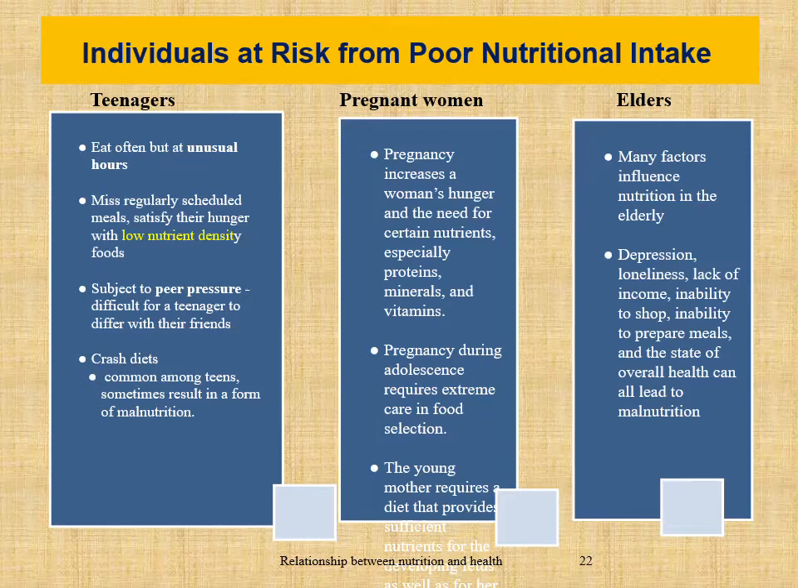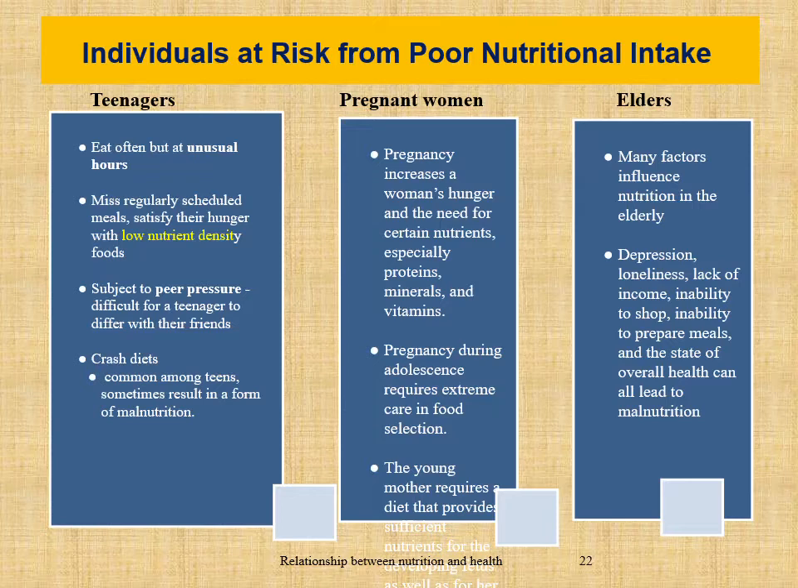Teenagers eat often but at unusual hours. They miss regular scheduled meals and satisfy their hunger with low nutrient density foods. Foods with low nutrient density provide an abundance of calories with limited amounts of proteins, vitamins, and minerals. Teenagers are subject to peer pressure. It is very difficult for teenagers to differ with their friends. Crash diets are common among teens and sometimes result in a form of malnutrition. Crash diets occur because some nutrients are eliminated from the diet when the types of foods eaten are severely restricted.